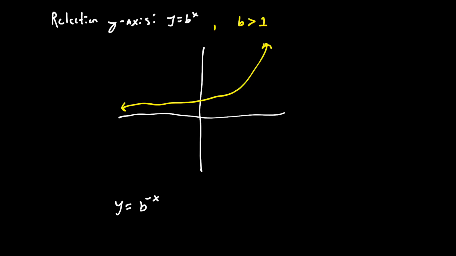And what this does is it flips our graph across the y-axis, but this green graph is now the graph of an exponential whose base is less than 1. We can see this by rewriting our equation here. This is going to be equal to (1 divided by b) raised to the x. And 1 divided by b is clearly less than 1, but greater than 0.